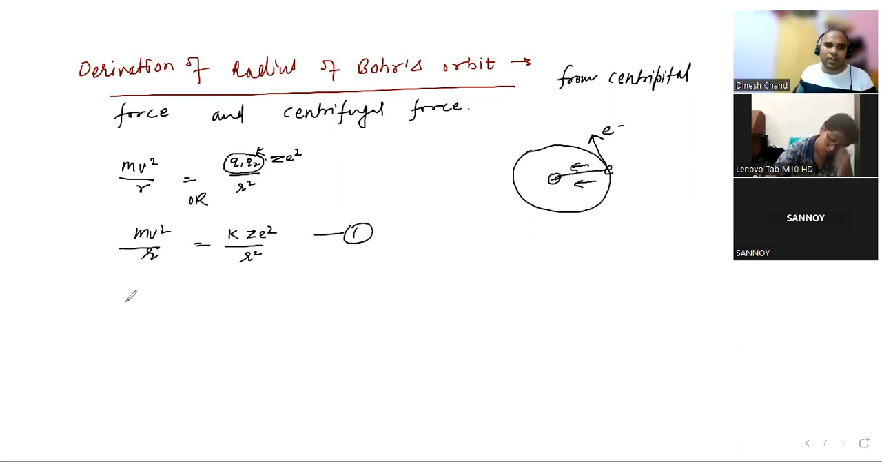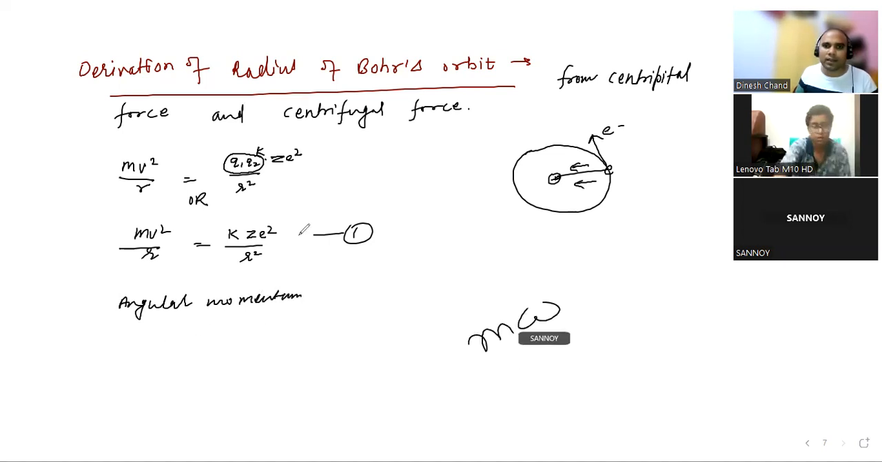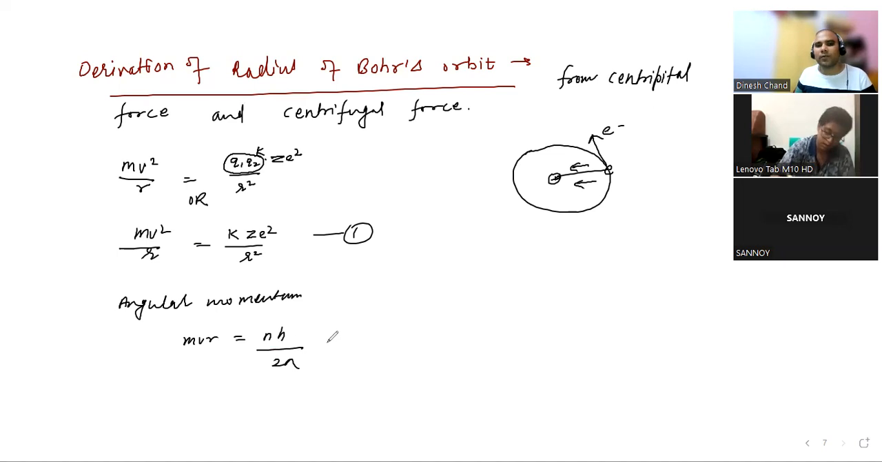We know one more concept, that is the angular momentum. What is the angular momentum? Angular momentum is m omega. This is the angular momentum of electron: mvr is equal to nh by 2 pi. Any Bohr's orbit has angular momentum as a multiple of nh by 2 pi, in which only the electron can move. So this is equation number 2.